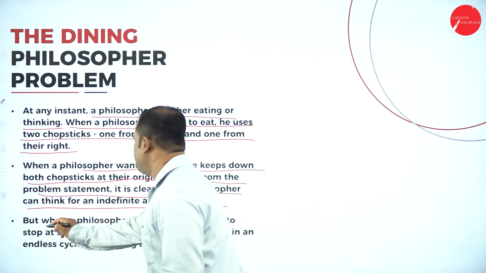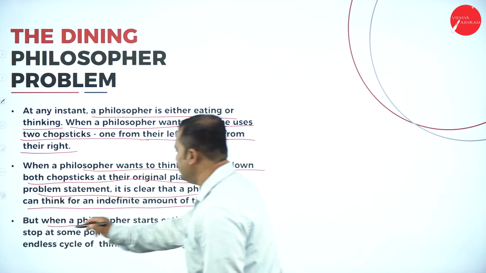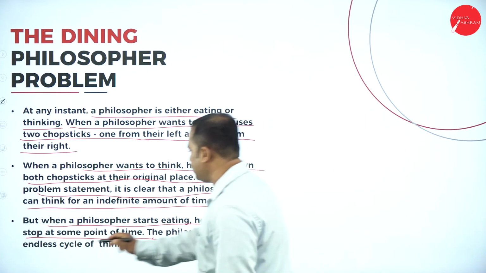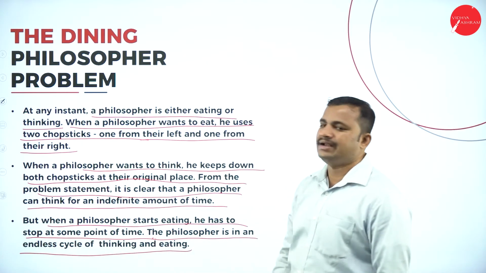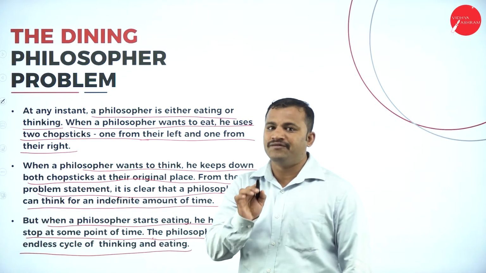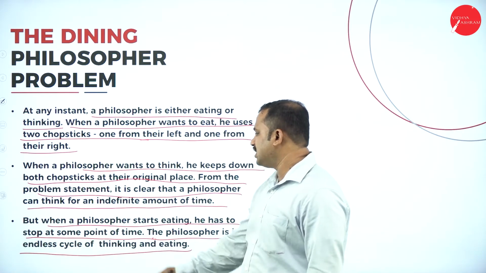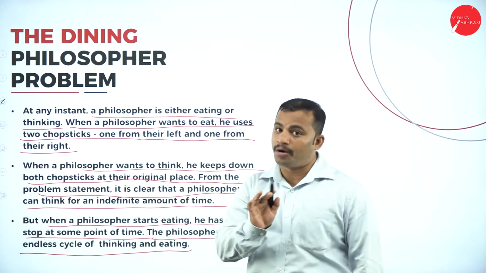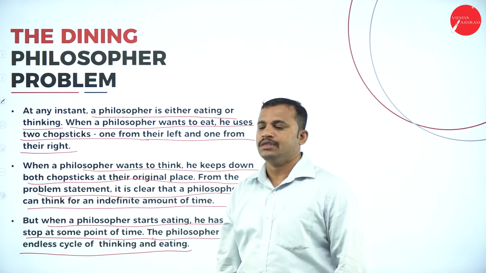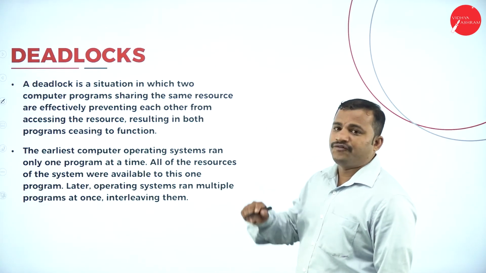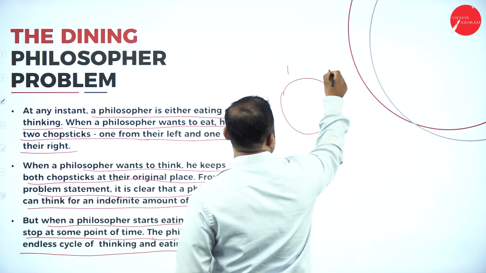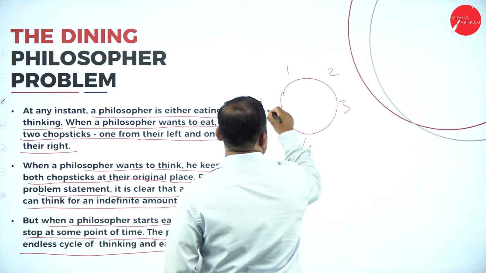But when a philosopher starts eating, he has to stop at some point of time. That means the philosopher is in an endless cycle of thinking and eating. During the time of eating, he can eat only for a definite amount of time. At some point of time, he has to stop eating and place the chopsticks on the table. What is that? If there is a chance of this, suppose we have 5 philosophers here, 1, 2, 3, 4, 5 here.